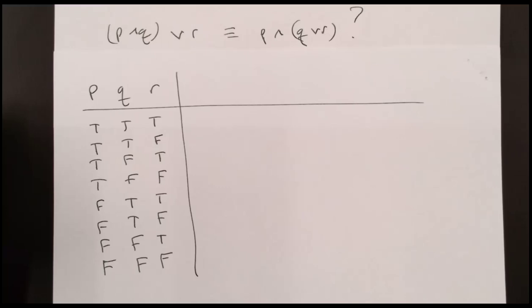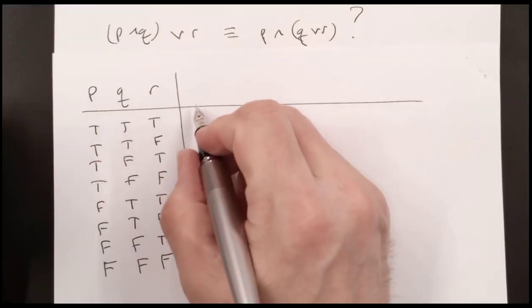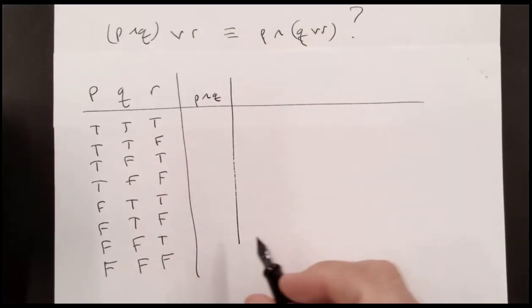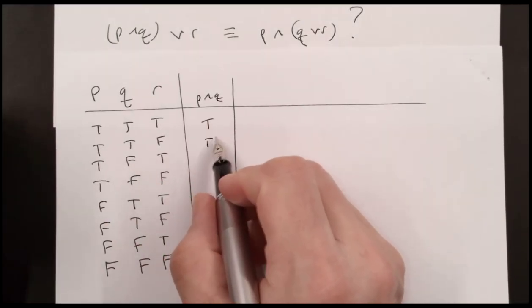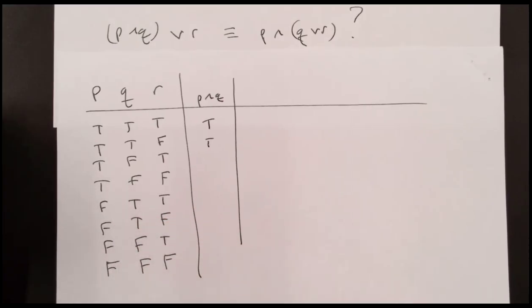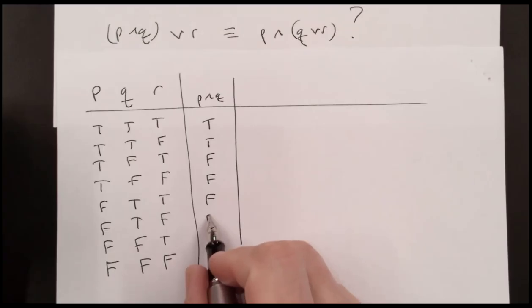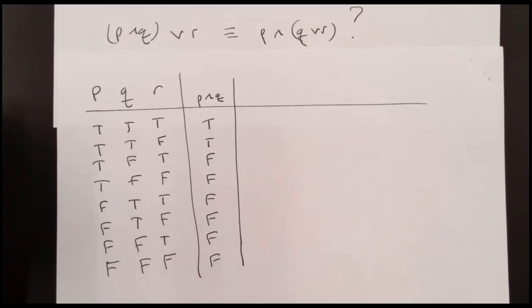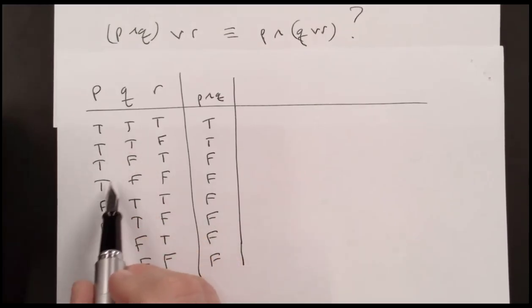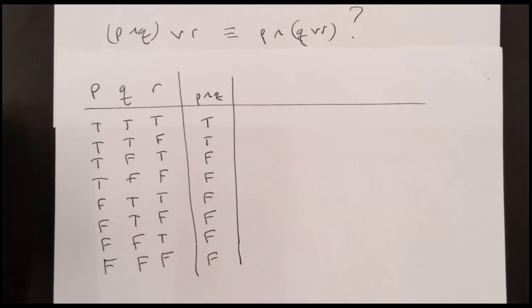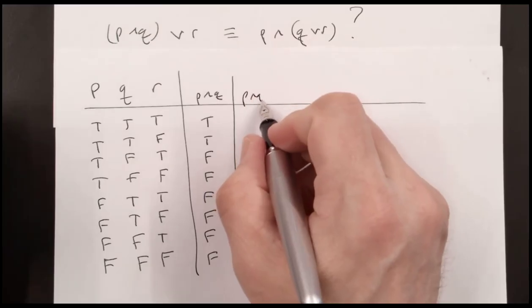I'm going to work in the same setup we did before. I'm going to turn this into an if and only if. I'm going to build the left side, build the right side, and then do the if and only if between them. So I start with the left side, which means I start with P and Q. That is false everywhere except those top two. It's only true when both are true. It's an and. That's these two. Then I do that or R: P and Q or R.